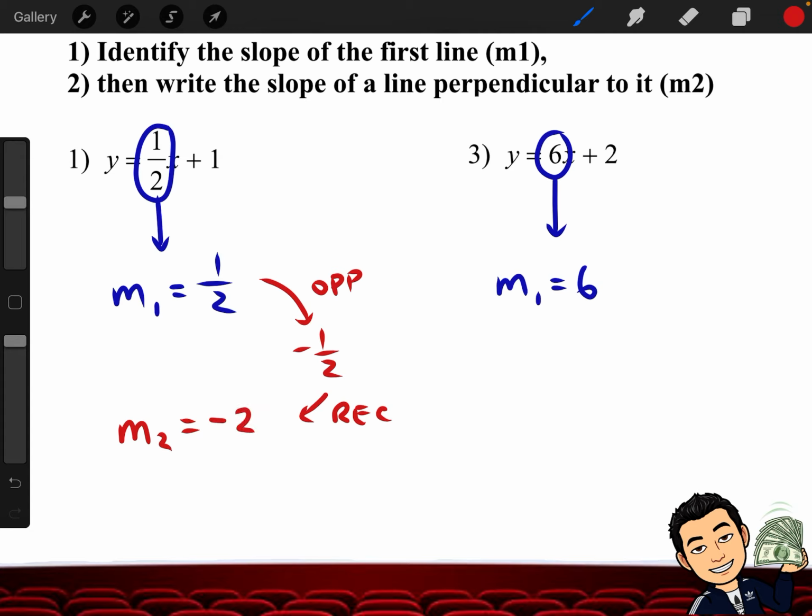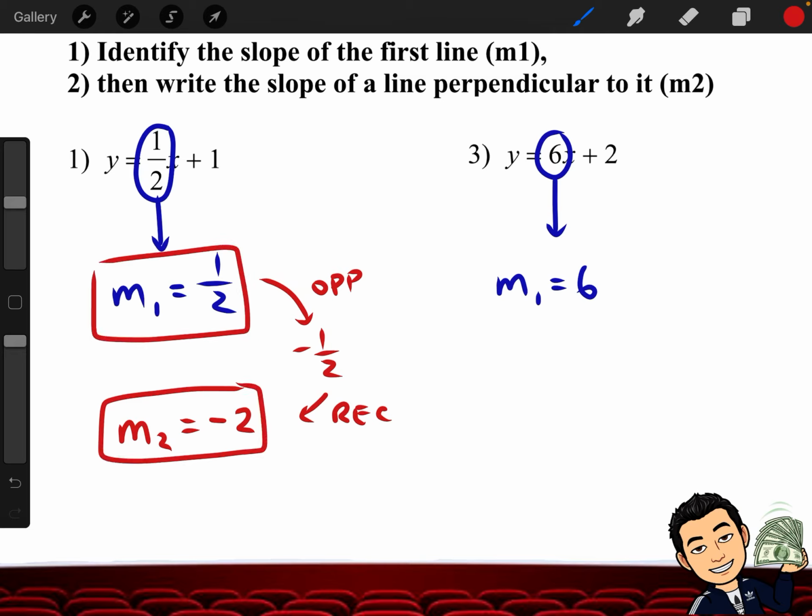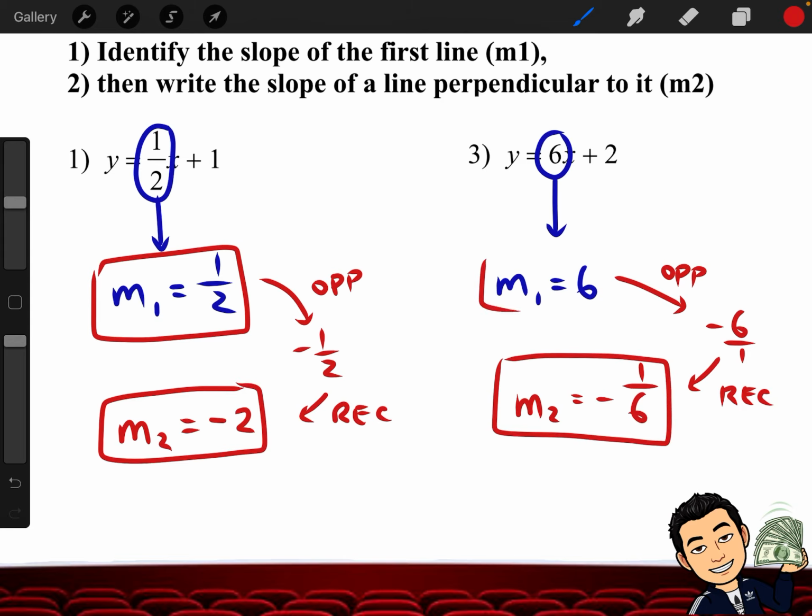All right, so those are the two slopes that I want you guys to find. For number 3, you go through opposite. That's going to be negative 6, and then reciprocal. Since negative 6 is not in fraction form, you can think of it as 6/1. When you flip 6/1, M2 is going to equal negative 1/6. Okay, so that's what we're looking for here.